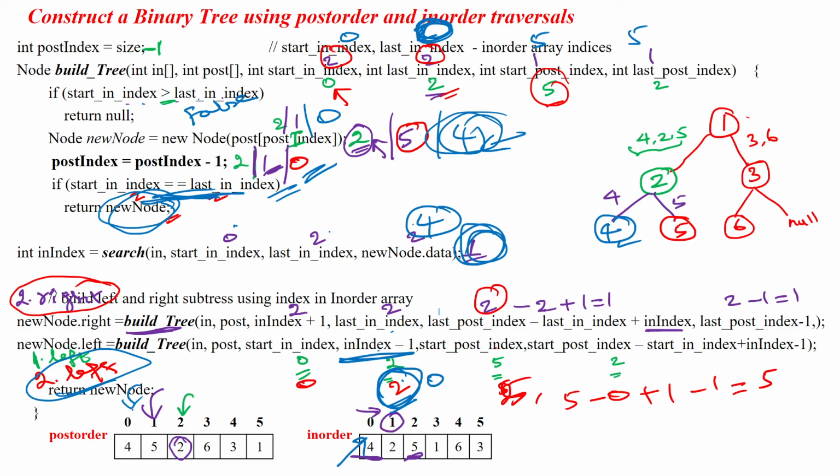Now we reached the post index of 0. After that we will get minus 1. So the post order index is reaching minus 1, so all the nodes are visited. We can stop the algorithm. Thanks for watching.